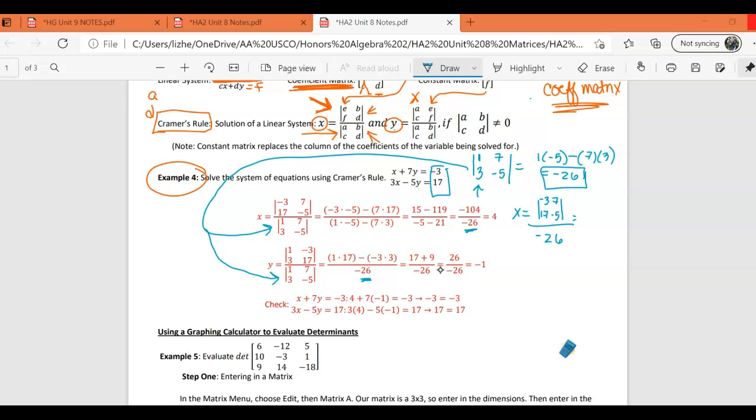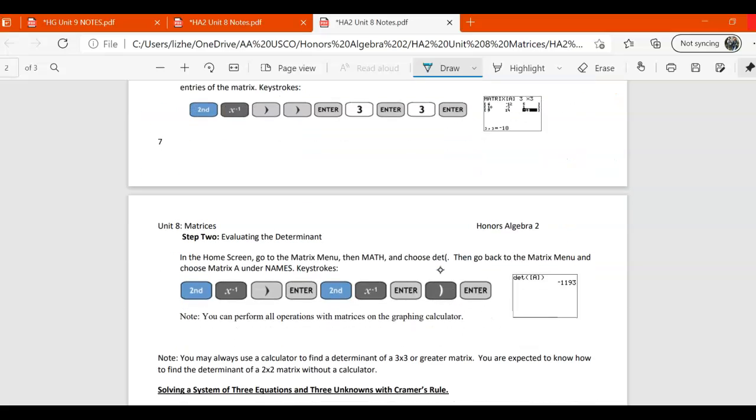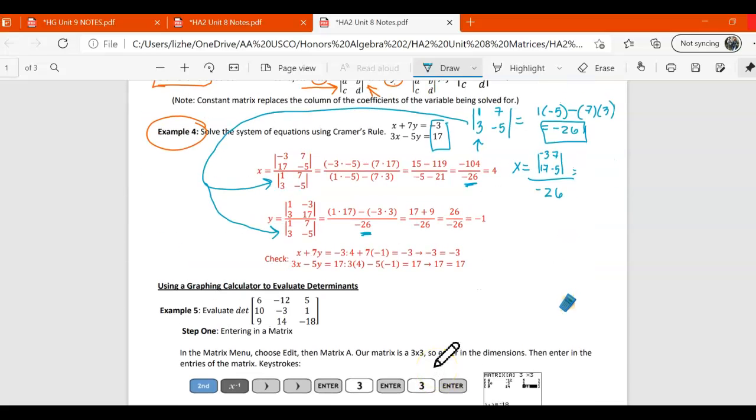So find the determinant of that. -3 times -5 makes a +15 minus 17 times 7, which is 119, over -26. And then we can pick up right here. So we get -104 over -26 and x is 4.